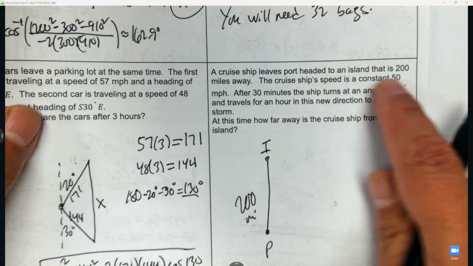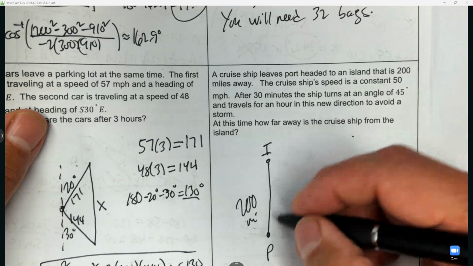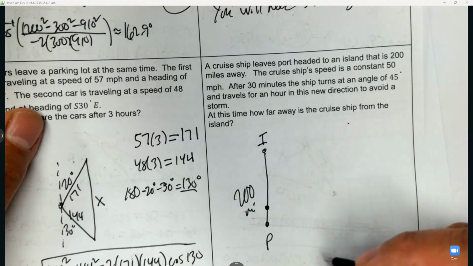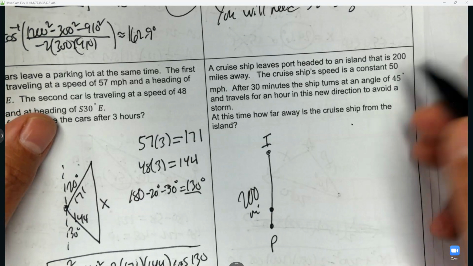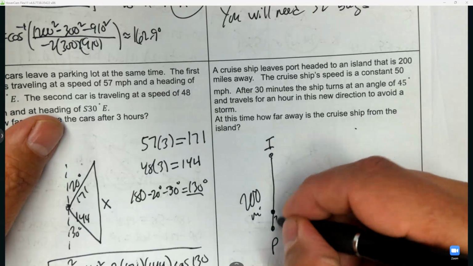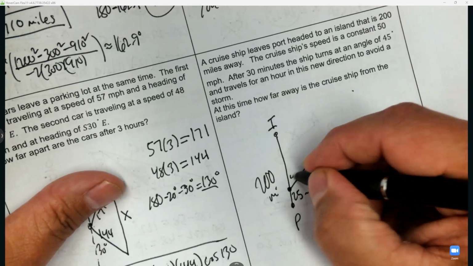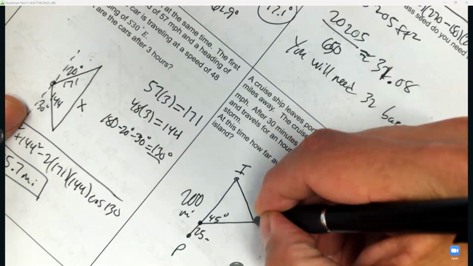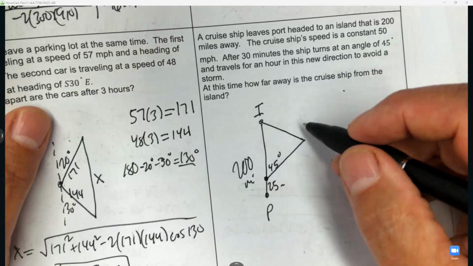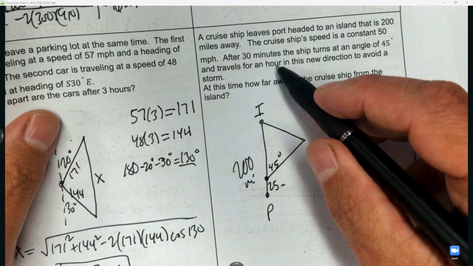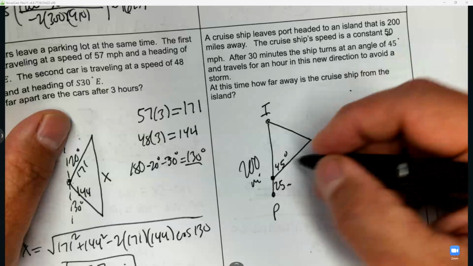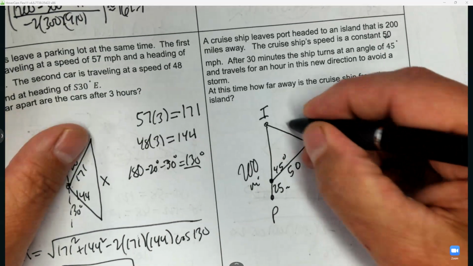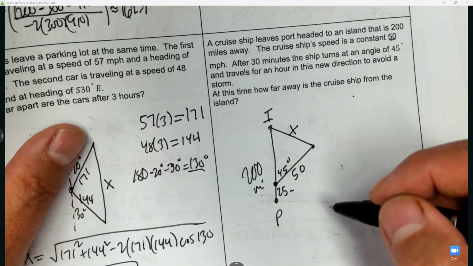So, the cruise ship speed is a constant 50 miles an hour. So after 30 minutes, let's say it's there, how far have you gone? 50 miles an hour. That means you divide by 2. In 30 minutes, you would have gone 25 miles. And then you're turning at an angle of 45 degrees. And you travel for another hour in the new direction. So 1 hour in the new direction is 50 miles. And then how far away are you from the island?